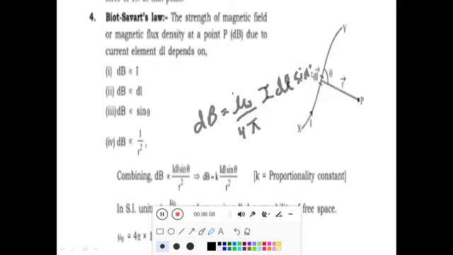I dl sine theta by r square. So this would be the mathematical form of Biot-Savart's law, where mu naught is permeability of free space. It means the property of a material to ensure how much magnetic lines can pass through it. That is the permeability of any medium, that how many magnetic lines can pass through it. So it is just like electric permittivity, that was in electrostatics, that was epsilon naught. Here we have mu naught, permeability.